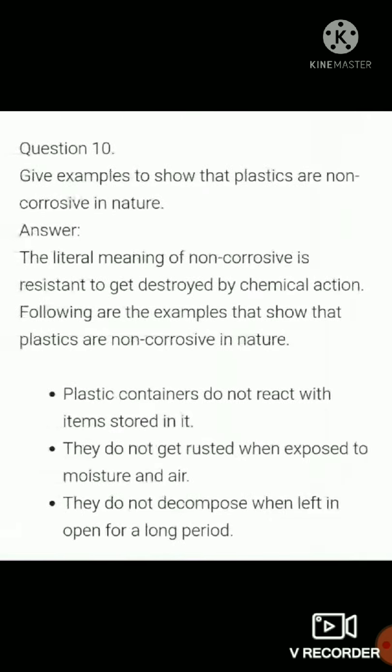Okay. Now question number 10. Give examples to show that plastics are non-corrosive in nature. So the literal meaning of non-corrosive is resistant to getting destroyed by chemical action. Following are the examples that show that plastics are non-corrosive in nature. Plastic containers do not react with items stored in them. They do not get rusted when exposed to moisture and air. They do not decompose when left in the open for a long period.